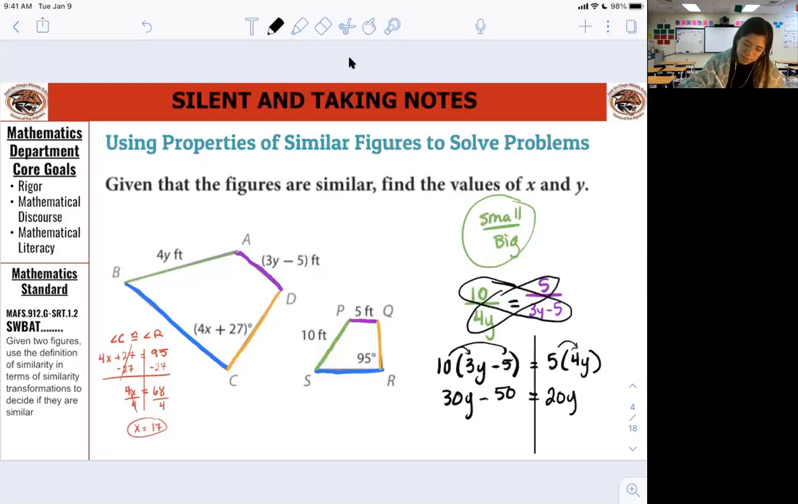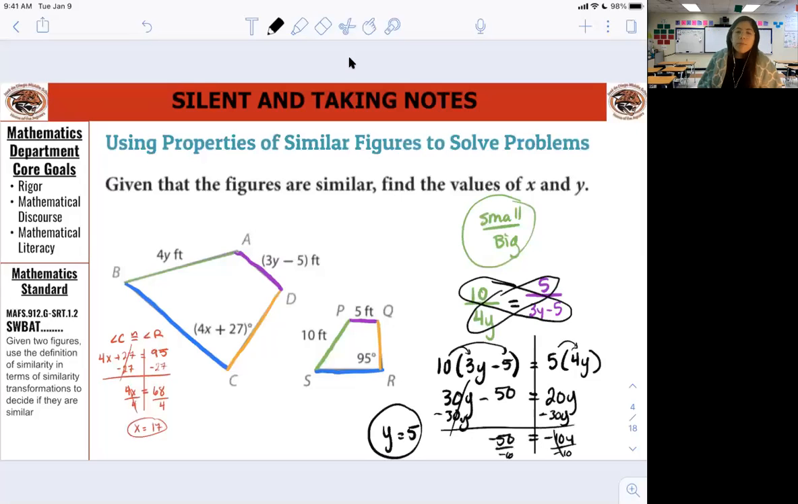It is 5. Subtracting 30y from both sides, just do it really quick. You get negative 50 equals negative 10y. Divide by negative 10 on both sides. You get y equals 5. So x equals 17 and y equals 5. Questions on this problem?